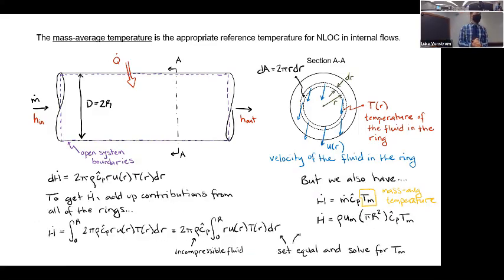So take a second, all right? However you want to capture this idea for yourself, do so in your notes. I'll give you a minute. All right? So what is the mass average temperature? What does it mean to you? Can you explain it in your own words?